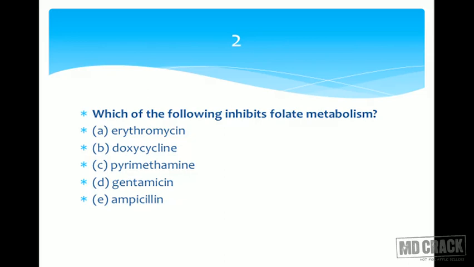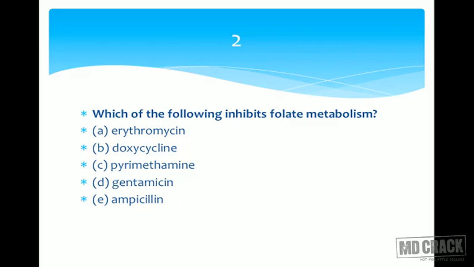Let's start from E, ampicillin. What is ampicillin? Try to think what class it is from, and then we'll try to get the mechanism of action. That's the right way of doing it. Ampicillin is a penicillin, and the common mechanism of action for all penicillins is inhibiting the cell wall synthesis. So it's superficially on the cell wall, it's not inside, it's not DNA synthesis, so not folate metabolism.